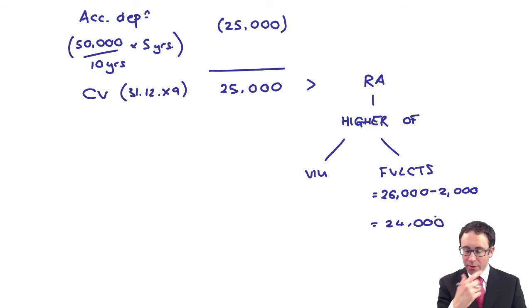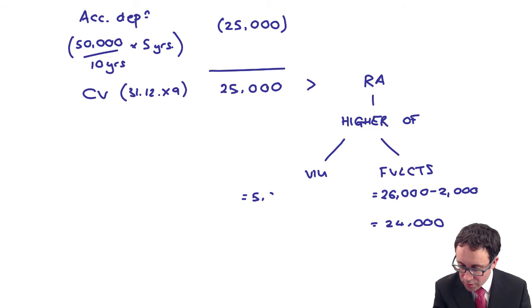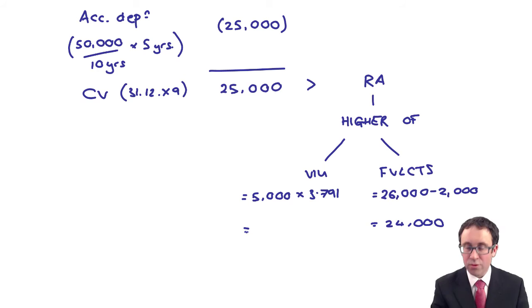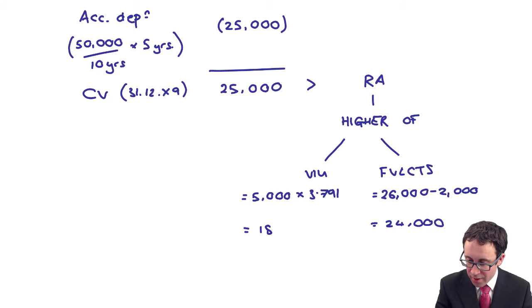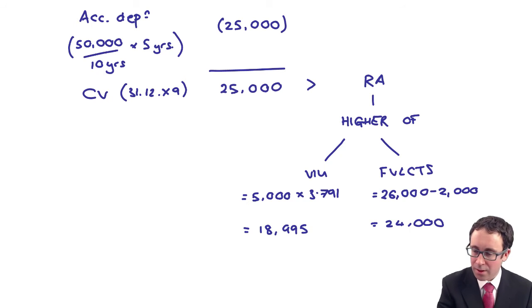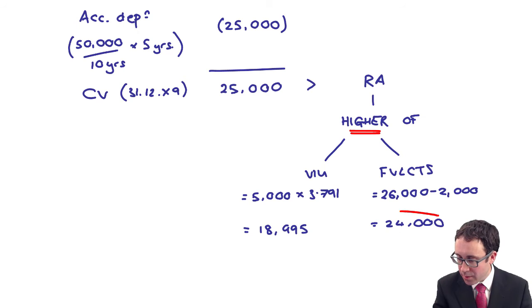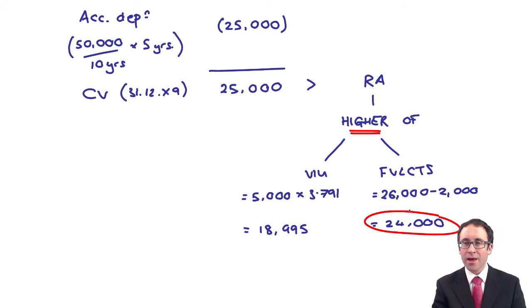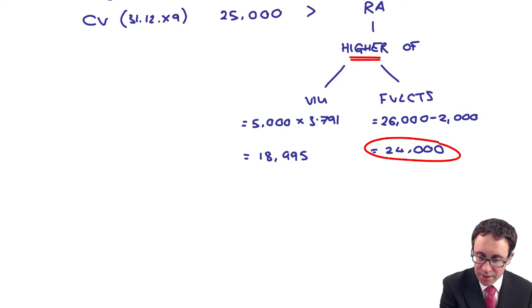Okay. The value in use, that's a little bit more of a challenge. So what we've got here for your value in use is that your cash flows are 5,000 for 5 years, and the annuity factor is 3.791. If I tap that onto my calculator, and I'm sure you will all correct me if I'm wrong, it is 18,995. Okay. The higher of the two is the fair value less cost to sell. Is now that carrying value greater than the recoverable amount? Well, if the recoverable amount is 24,000 and the carrying value is 25, then yes, there is an impairment, isn't there?